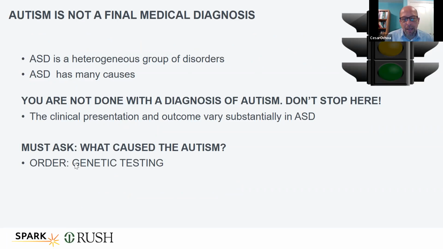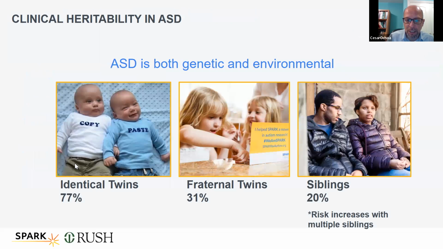So something that we talk about all the time is that autism is not a final medical diagnosis. Autism is a behavioral diagnosis that tries to describe, encapsulate social deficits and restricted repetitive patterns of interest and behavior. But when you think about diagnosis, you want to find the cause. And just saying autism doesn't tell you the cause. So we're not done with diagnosing autism. We want to know more about what caused their autism and try to understand that better. So we do order genetic testing. And this is the focus of this presentation today.